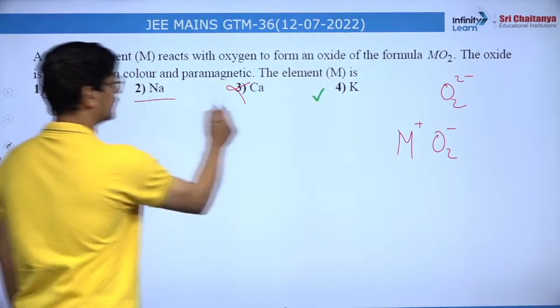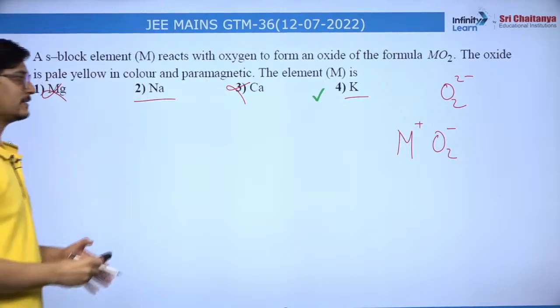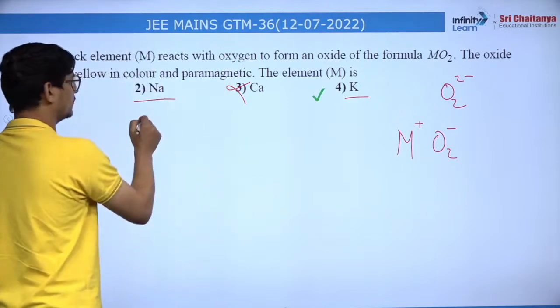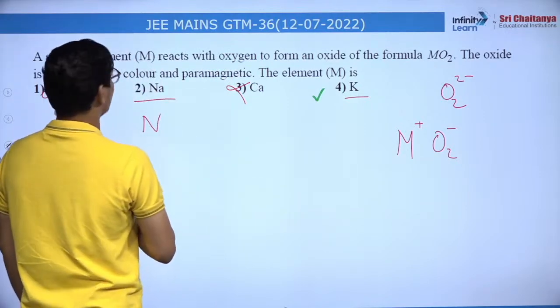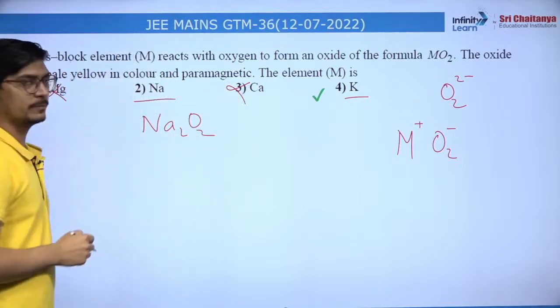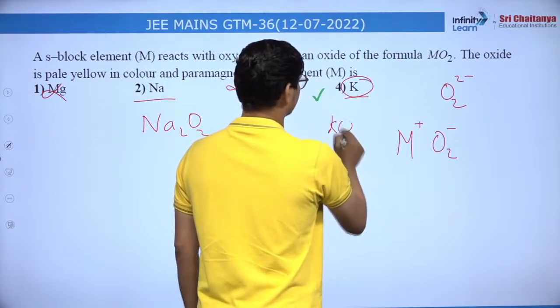Now out of sodium and potassium, which forms this superoxide, O2 minus? Remember guys, O2 2- is peroxide, O2 minus is superoxide. Now please remember, sodium on reaction with oxygen mainly gives peroxide, whereas potassium, rubidium and cesium give you superoxide. So the correct answer is this, KO2.